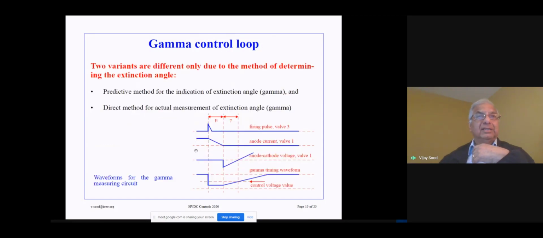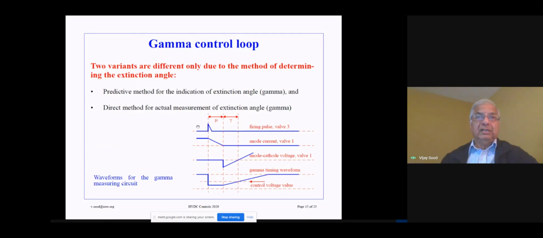And this is a variation of how we can generate the value for the gamma measurement circuit. There are 2 variations. One is the predictive method of control for gamma. The second is a direct method for the actual measurement of extinction angle. Different manufacturers have proposed different techniques.